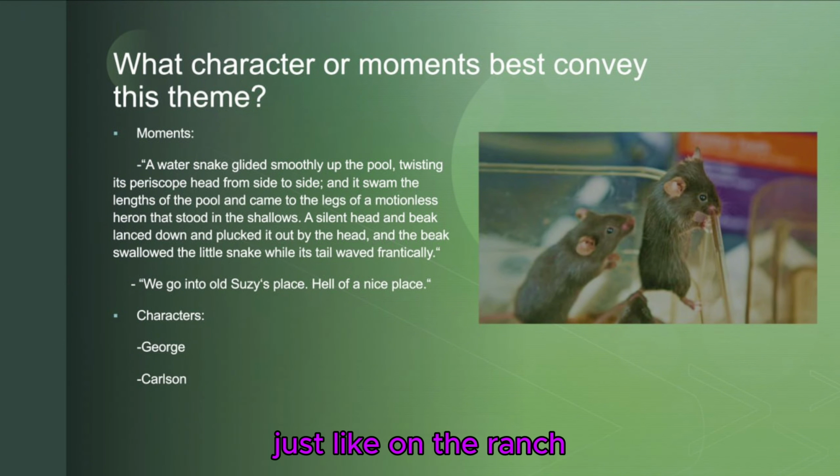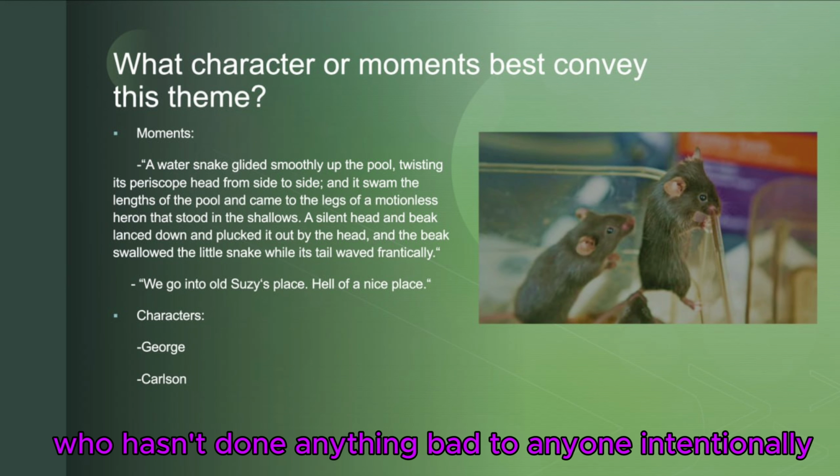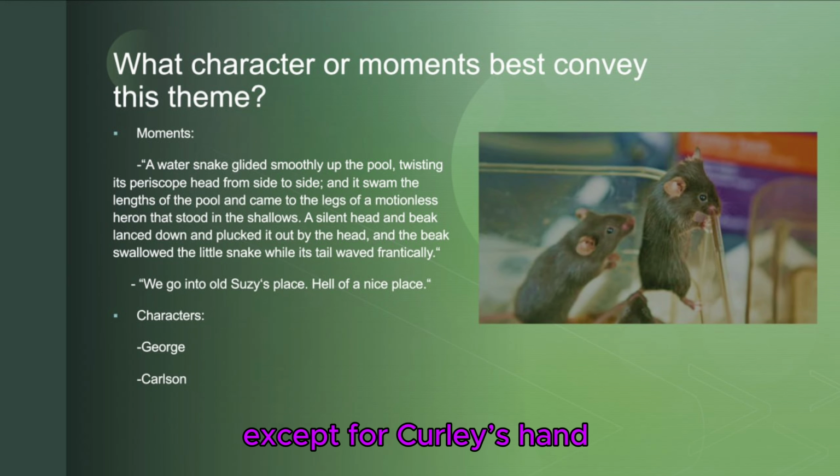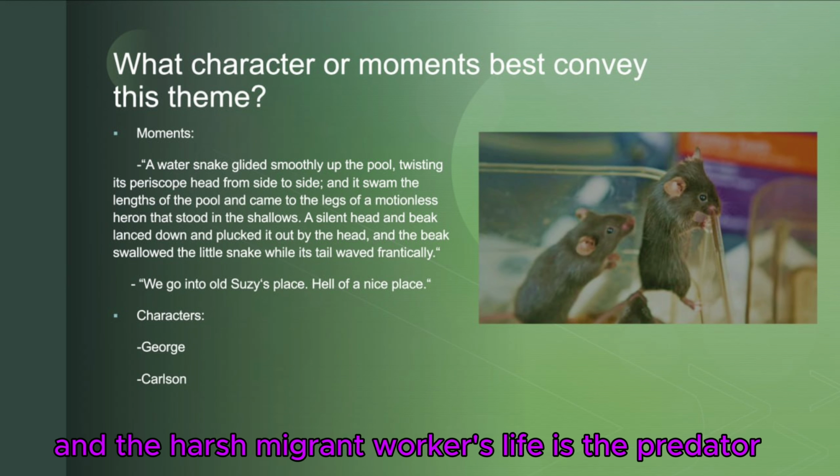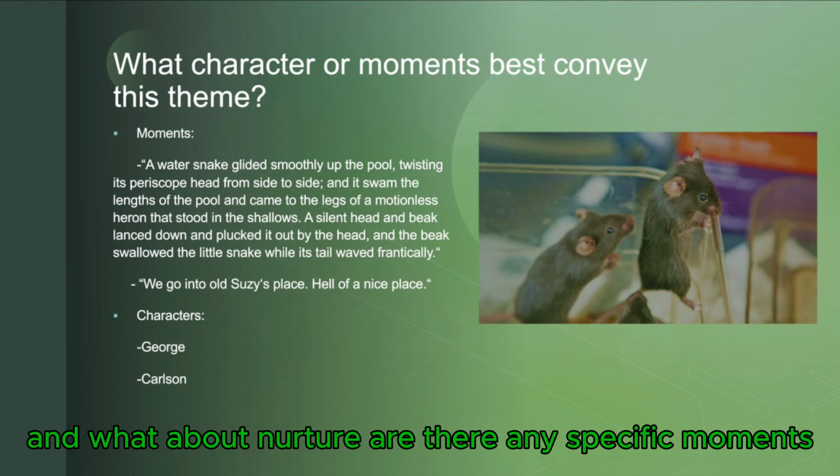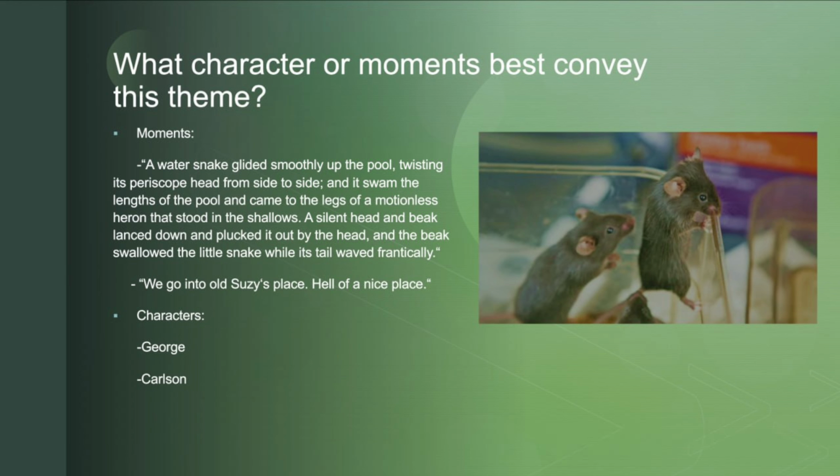Just like on the ranch, Lenny, who hasn't done anything bad to anyone intentionally, except for Curly's hand, is the prey, and the harsh migrant worker's life is the predator. And what about nurture? Are there any specific moments?